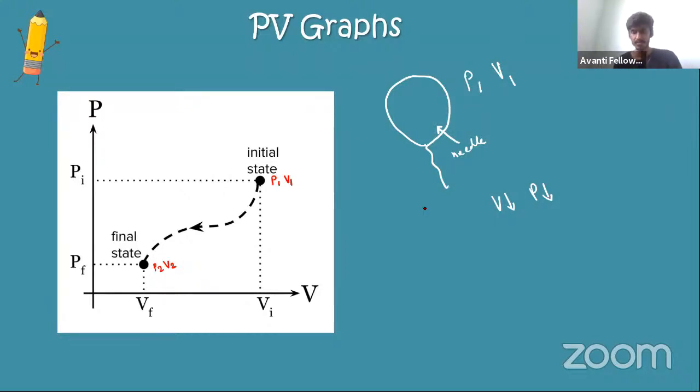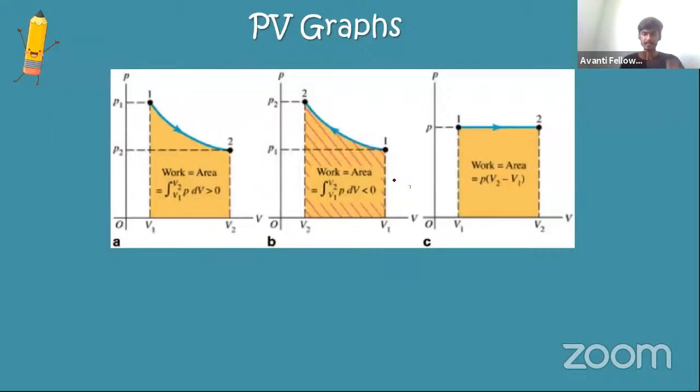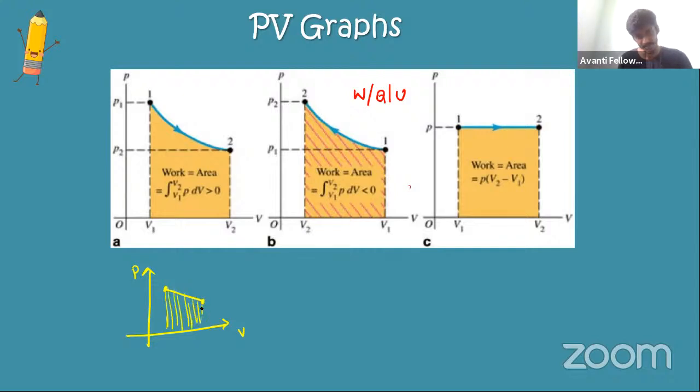So the PV diagram is very important, because if you know the PV diagram, you can find out work, you can find out Q, and you can find out U also. How can you do that? It's very simple. If you have pressure on the y-axis and volume on the x-axis, imagine you move from point 1 to point 2 in this way. And what will happen if you find out this area?